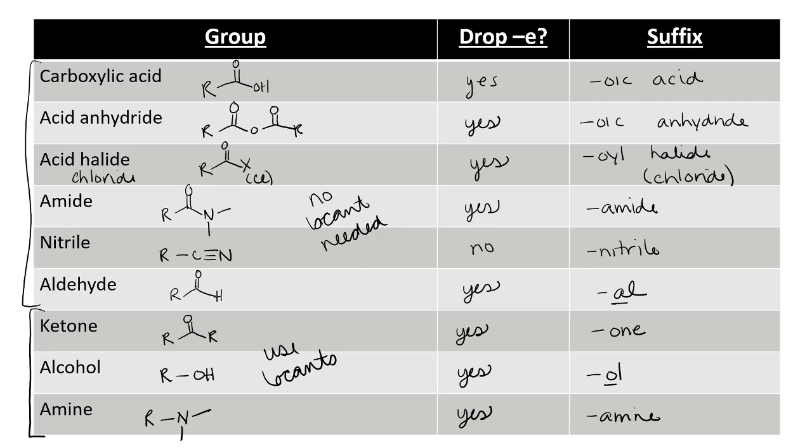If you have more than one functionality, you will be using your Greek prefixes of di, tri, tetra, etc. to tell you how many of each of these that we have, just like we saw before with our enes and our ynes, our double bonds and triple bonds. If you end up using a Greek prefix, you will not be dropping the e's. Our goal is not to have two consonants side by side. If we do have multiple of these, you will need to use multiple locants to tell you where all the different functionality is.